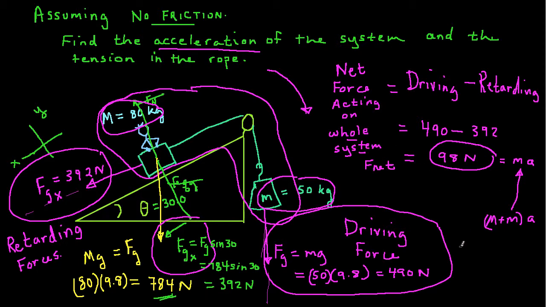Okay, so F net, 98, equals the whole mass, which is 50 plus 80, so 130 times a. So now in order to solve this, I just have to divide by 130 and divide by 130. Okay, so the acceleration is equal to 98 over 130 meters per second squared.